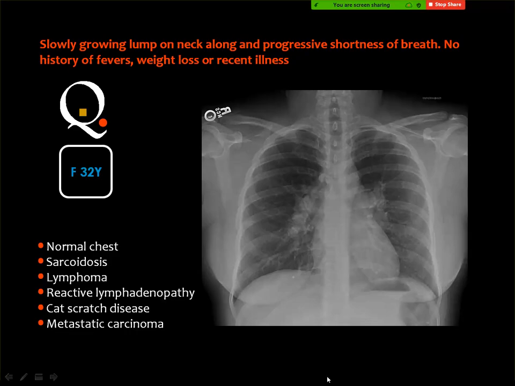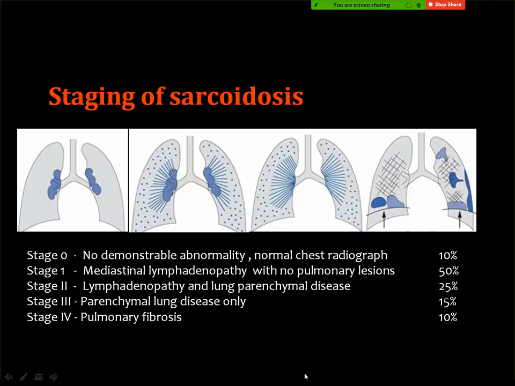Sarcoid. Yes, this is the classic history, classic patient, and the classic chest X-ray for sarcoid. Bilateral symmetrical enlargement of the hilar shadows due to lymphadenopathy. There are stages of sarcoid.